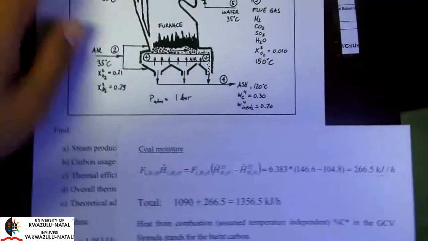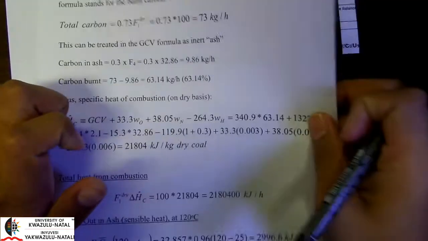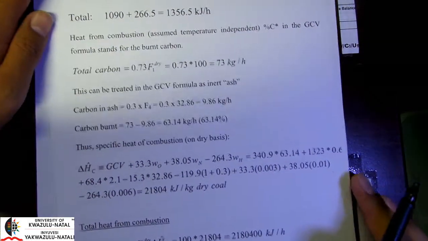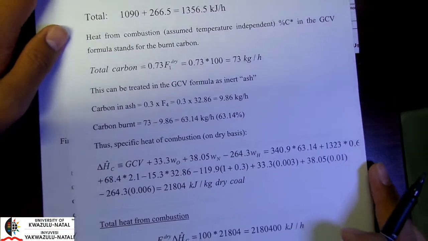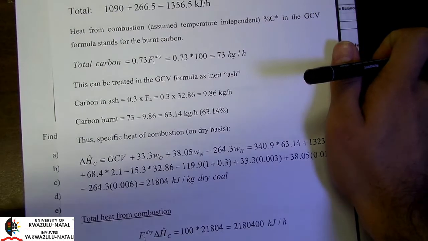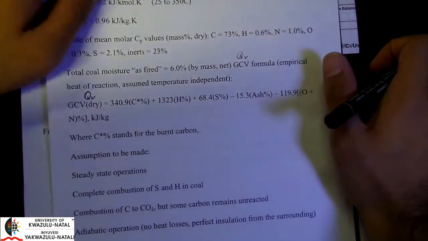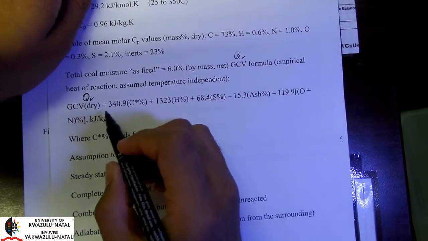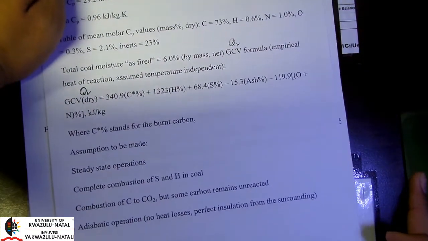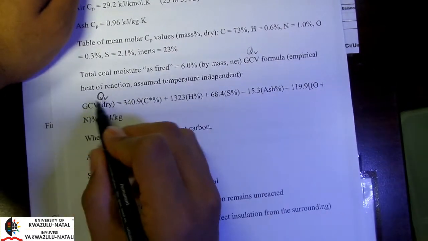The carbon in the ash in stream 4, we've been told it's 30% of stream 4, so we can easily calculate that. And we can find our carbon burnt. Now once we have that, then we can ultimately use our GCV equation. Now let's look at the GCV equation once again. Remember that this particular GCV equation used the amount of carbon that was burned, not the total amount of carbon in the coal. So this is why we needed to find the amount of carbon burned. So now we can substitute it into this equation to find our GCV value.